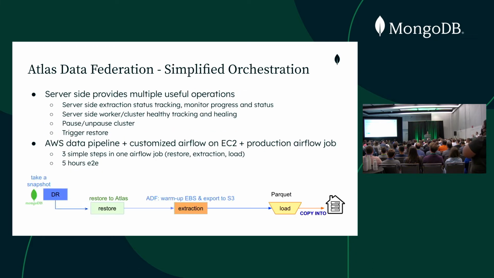Just based on these two things, the whole workflow becomes much simplified. Remember, in the older pipeline, we described that we have AWS Data Pipeline, we have a customized Airflow on the EC2 instance, and we also have a production Airflow job. Three workflows just for the older pipeline. Now, we just need to keep the last one, the production Airflow job. It only contains three simple steps: restore, extraction, and load into the data warehouse. It's much easier to maintain.